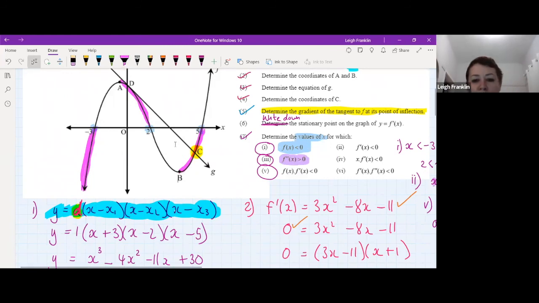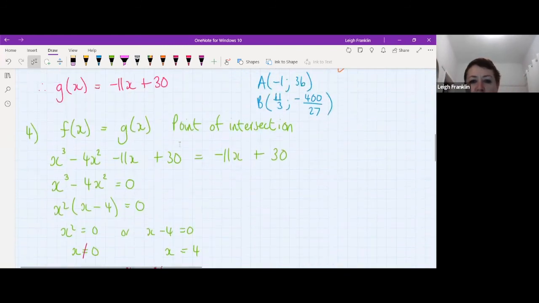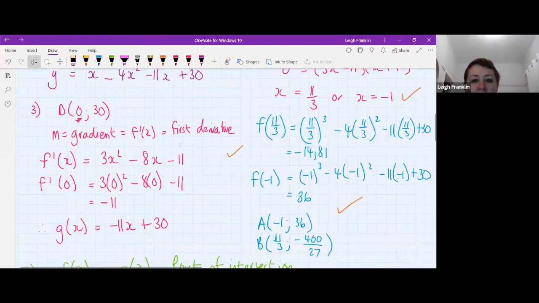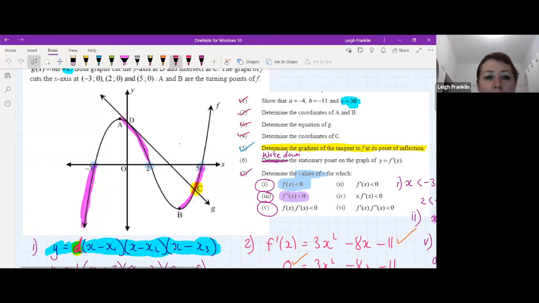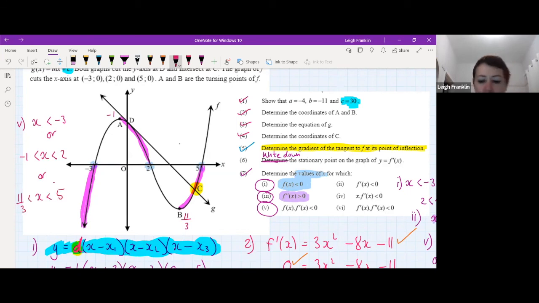So how will I write that answer? I need to know the coordinates at A and B again. Remember, A was -1 and B was 11/3. So this was -1, that was 11/3, the x coordinate. So for number 5, it's going to be where x is smaller than -3, or where x is bigger than the x coordinate at A, but smaller than 2, or where x is bigger than 11/3, but smaller than 5. Okay, that is an awful lot to take in.